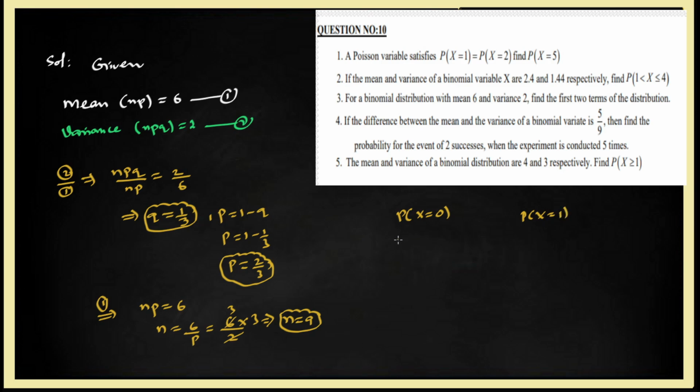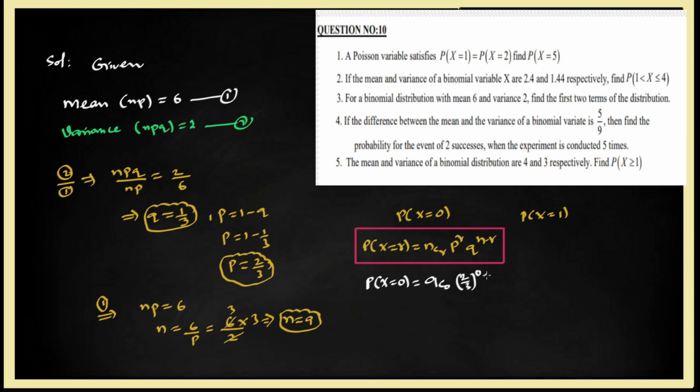So what about P of x equals 0? From the binomial distribution, the formula of P of x equals r is nCr p to the power of r q to the power of n minus r. So for the first term, x equals 0, we have to put r equals 0. 9C0, p means 2 by 3 whole power 0, q means 1 by 3 whole power 9 minus 0. So 9C0 is 1, 2 by 3 whole power 0 is also 1, 1 by 3 whole power 9. So finally 1 by 3 whole power 9 is our first term. And what about the second term?